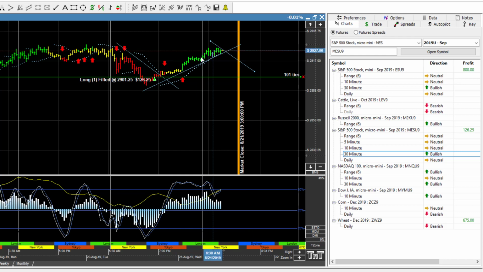But how far? We're going to follow this thing and we'll see that we probably, if this breaks the blue lights on this 30-minute chart, we'll probably see some kind of a pullback before we see the next rally and a push higher.